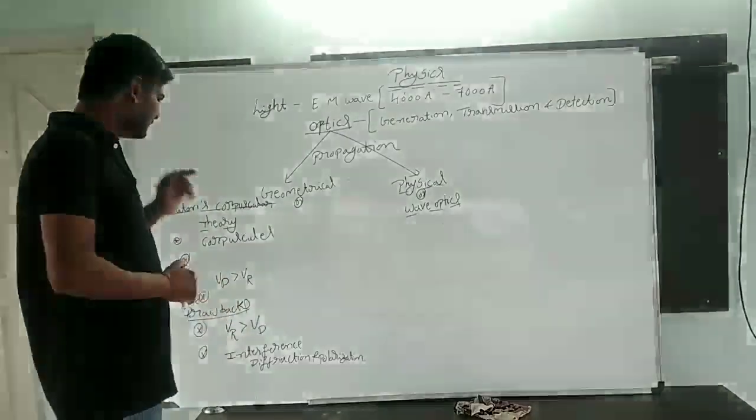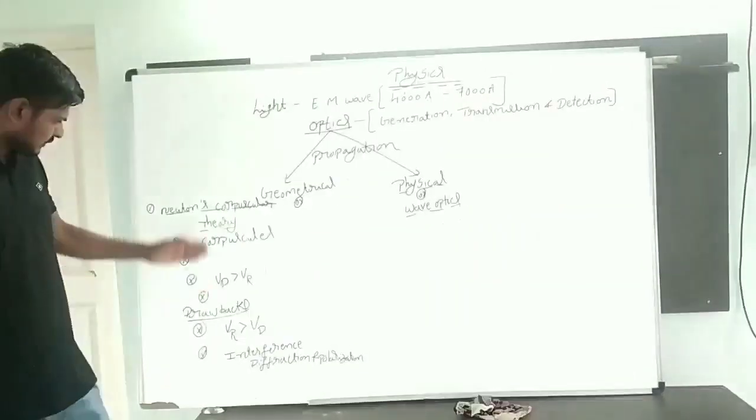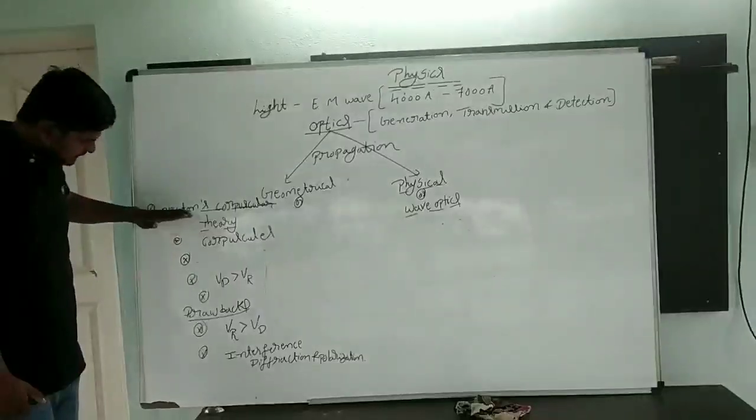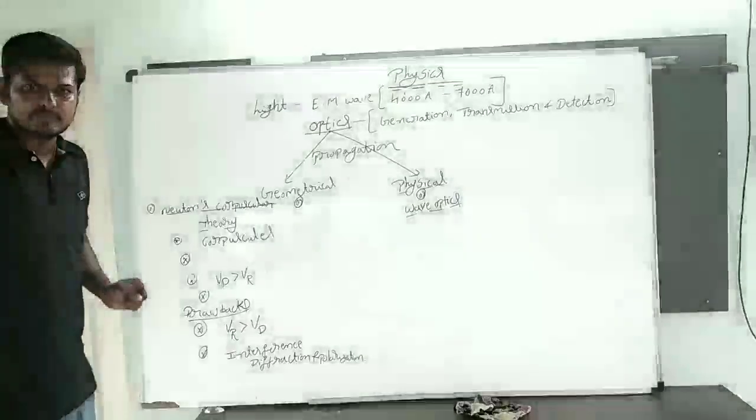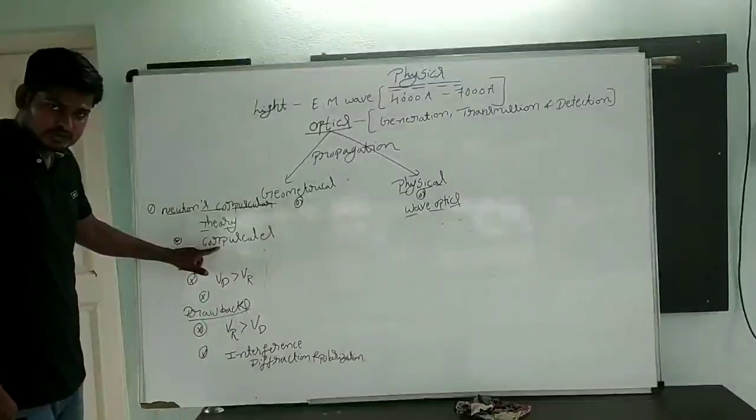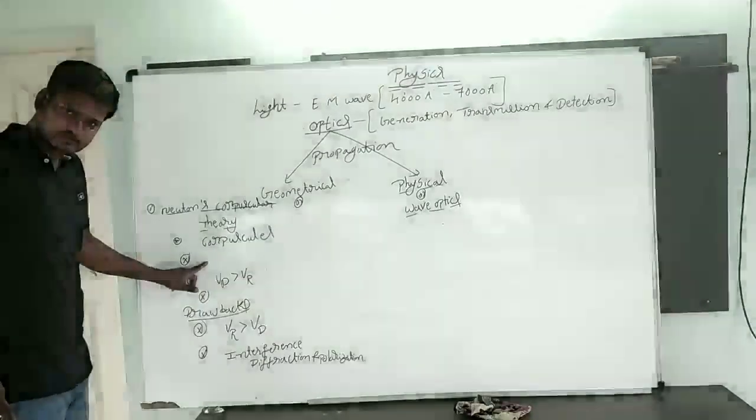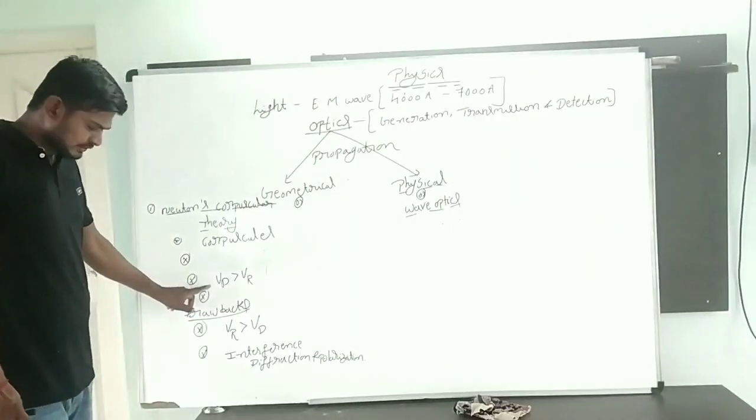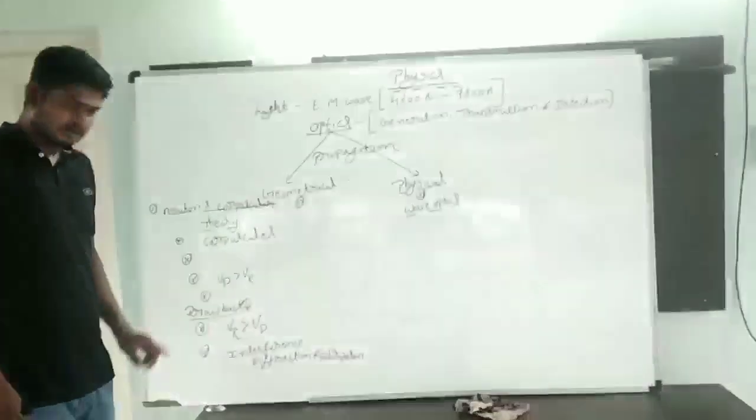Okay, simple one. There are so many theories that explain the nature of light. In that, the first one is Newton's corpuscular theory, proposed by Newton. According to this theory, Newton said that light consists of extremely small, tiny particles. These are called corpuscles. They travel in all directions. The different colors of light are due to different sizes of the corpuscles. Next, according to this theory, velocity of light will be more in denser medium compared to rarer medium.